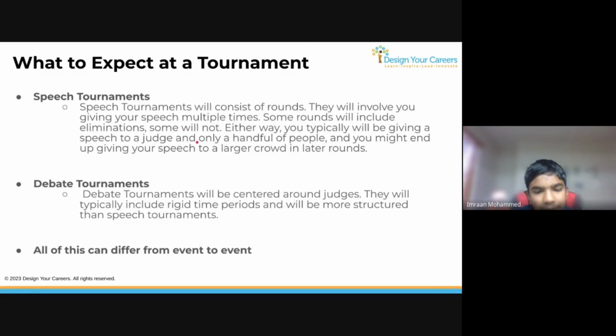Now we're going to go over what to expect when you're going to a tournament. So speech tournaments will typically consist of rounds, like a sort of soccer game or something like that. So you'll give your speech multiple times as you progress through the rounds. Now, not all rounds will have eliminations, but typically as the rounds progress, there'll be less and less people competing. Again, not all rounds will have eliminations, but you'll give your speech multiple times and you might end up giving it to a bigger crowd as you move forward and as eliminations continue to occur.